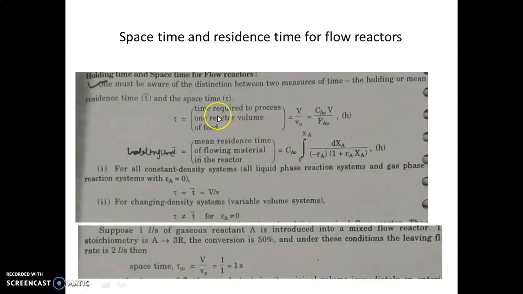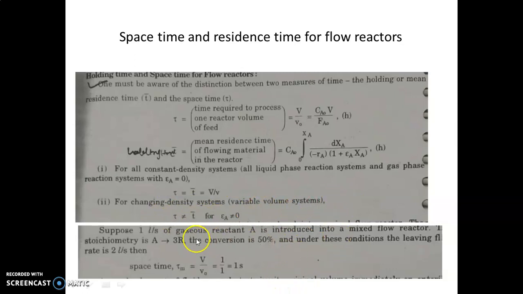The next point is to compare holding time and space time for a flow reactor. We already know that tau is the time required to process one reactor volume, and holding time is given by T bar. This is the formula, or we can write V upon Vf. So for a constant density system, tau and T bar are both equal, but for a variable volume system, tau and T bar are not equal.